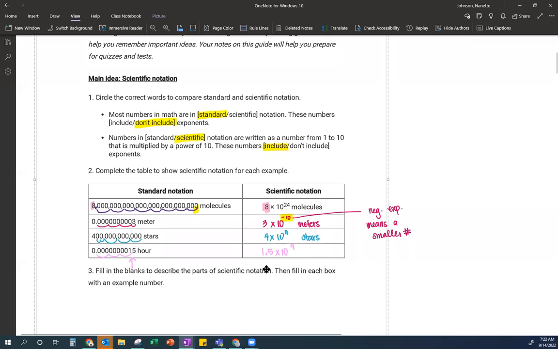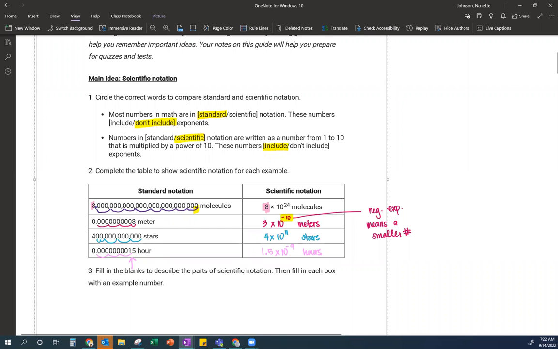So when I look at this number here, because this is positive, I think, oh, that's supposed to be a really big number, but it's not. So I need to make this a negative answer. Otherwise, that's going to be a lot of hours versus a very small amount of time. Very good. So there, negative.